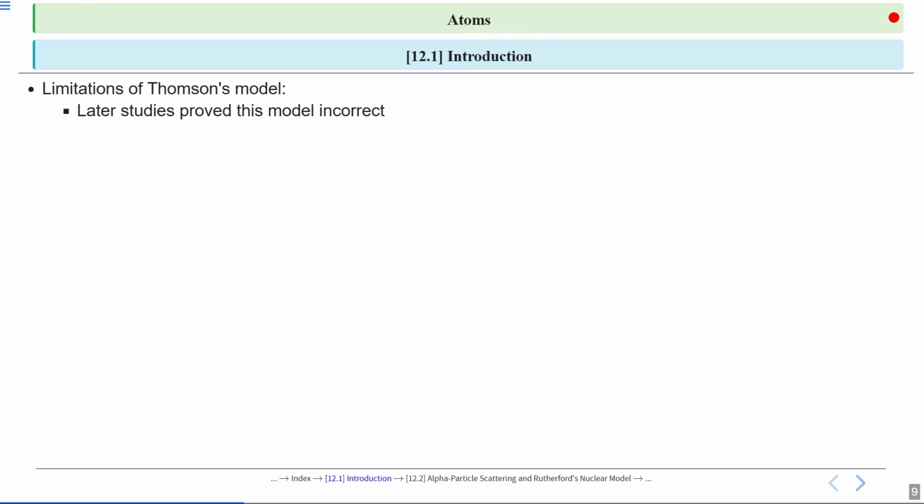So later studies proved Thomson's model to be incorrect. Experiments, especially Rutherford's gold foil experiment, showed a result that couldn't be explained by this model. This was a turning point in our understanding of atomic structure.